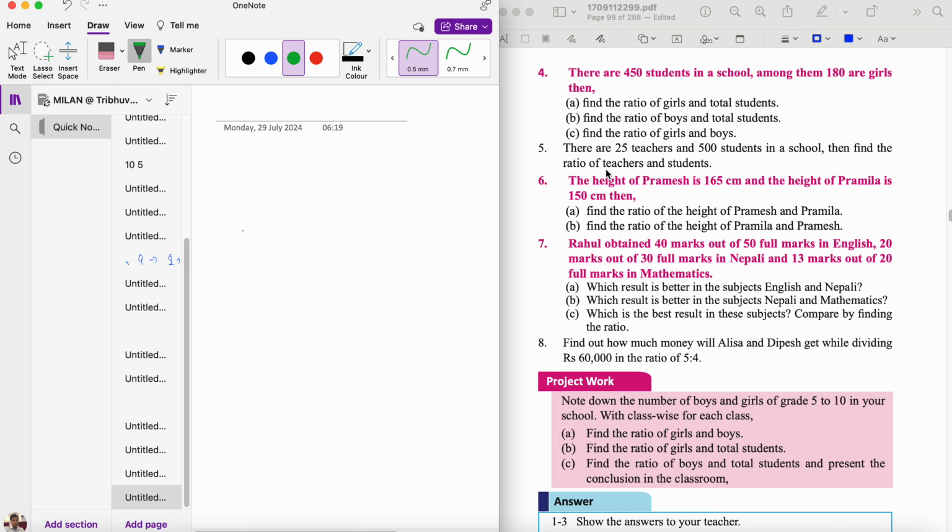Solve questions 4, 5, 6, 7 and 8. Here is the question for number 4.